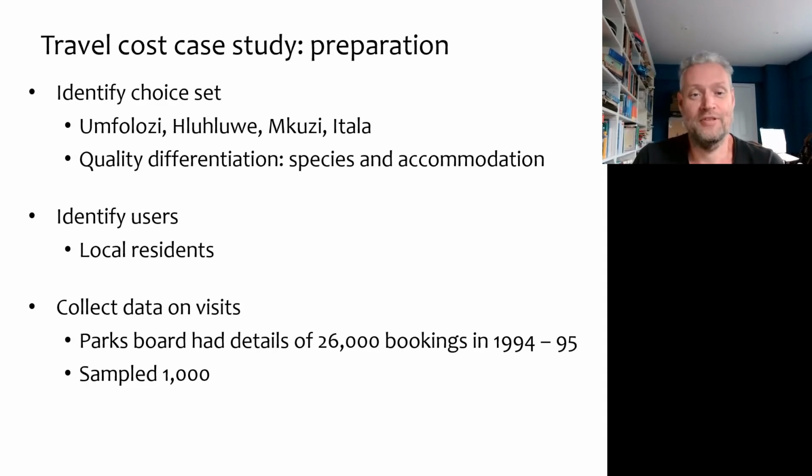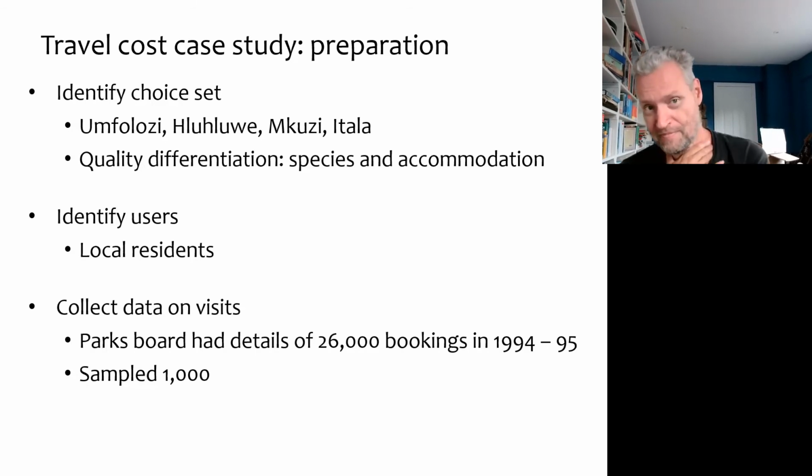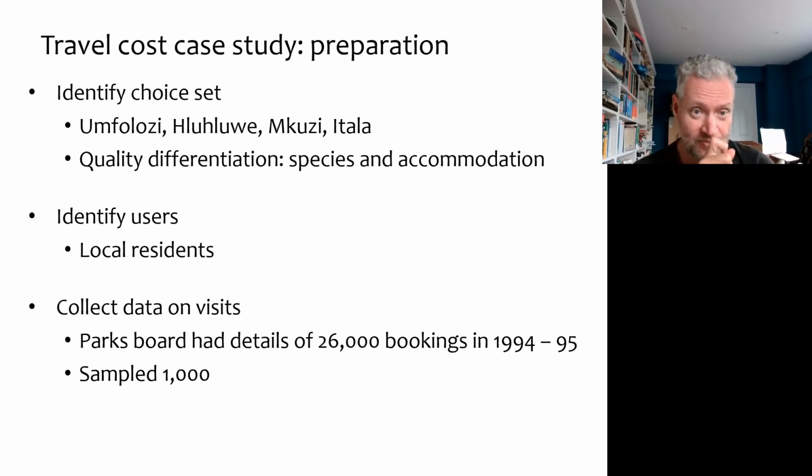Those 4 parks are different in terms of quality. You would see different animals there, elephants, lions, and so on and so forth. And also the place where you would stay is different between the parks. They very purposely targeted the locals, and then of course it makes sense to say, well, these are the 4 parks that can be considered because they are within reasonable travel distance. So this is not about people flying in from London to see game in South Africa. No, this is about the locals enjoying this.